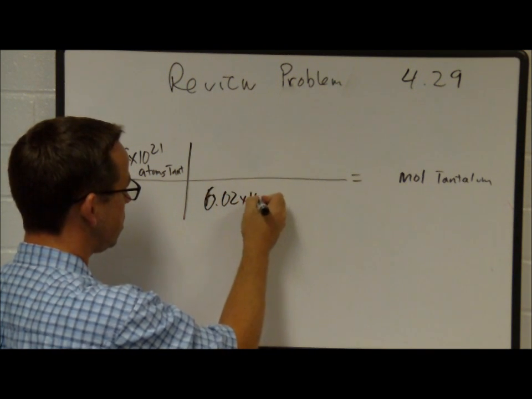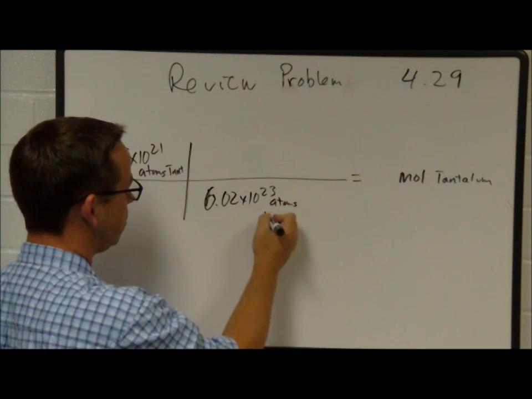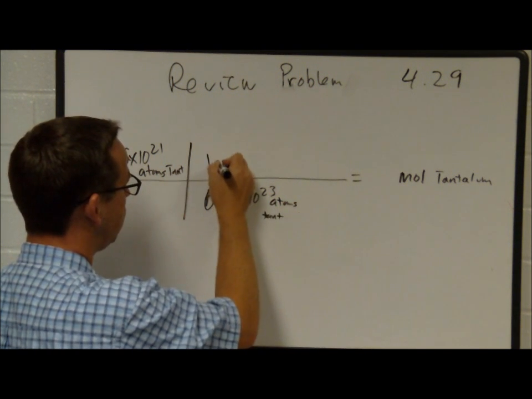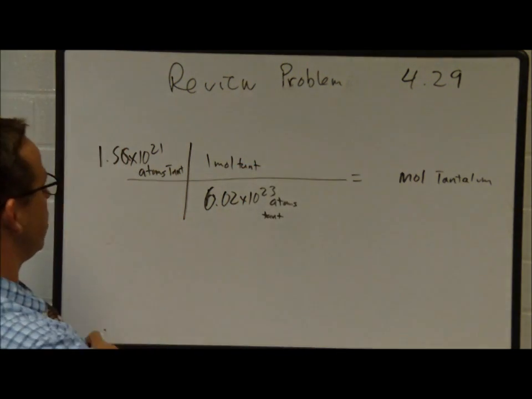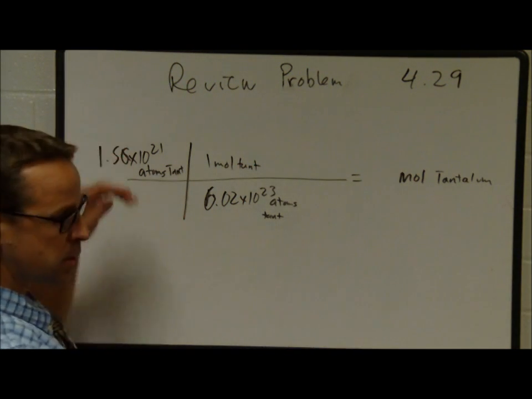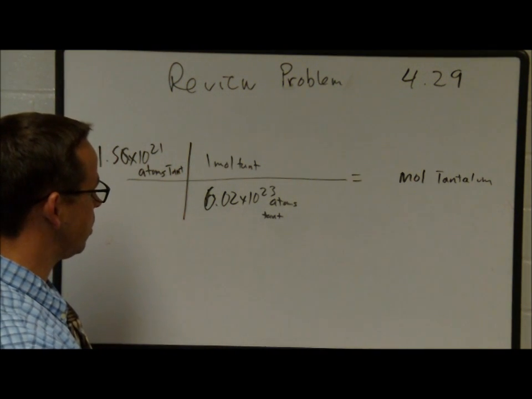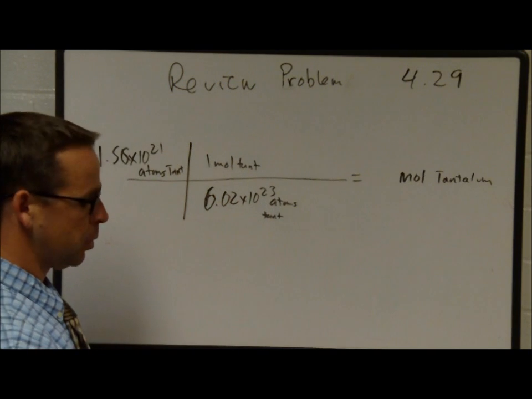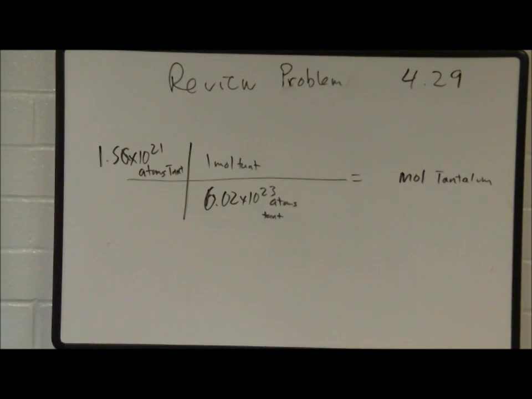6.02 times 10 to the 23rd atoms of tantalum. That's 1 mole of tantalum. So therefore, we should be able to take 1.56 times 10 to the 21 divided by 6.02 times 10 to the 23rd, and that should tell us how many moles of tantalum atoms there are. Let me get my calculator.